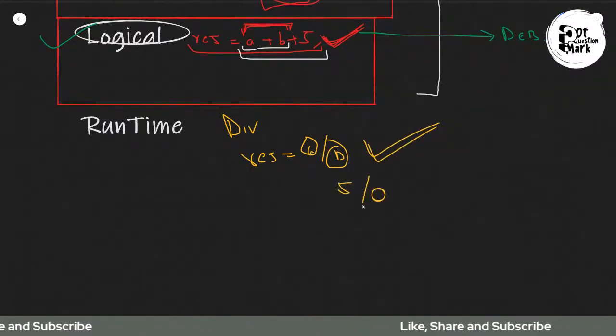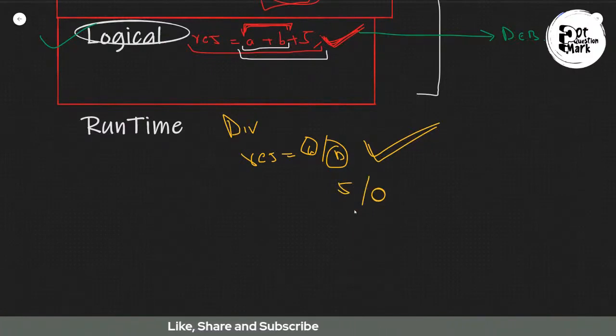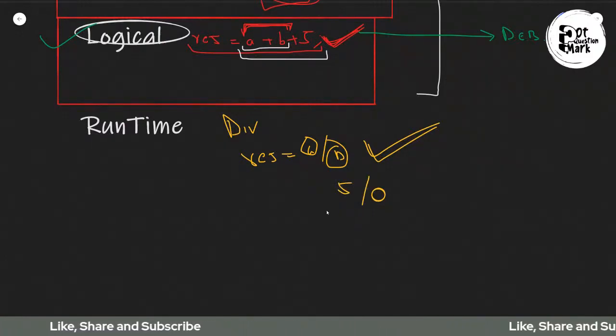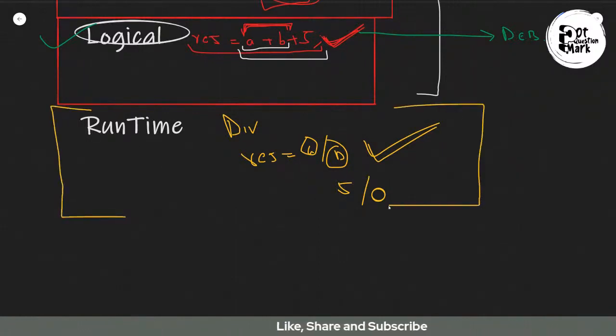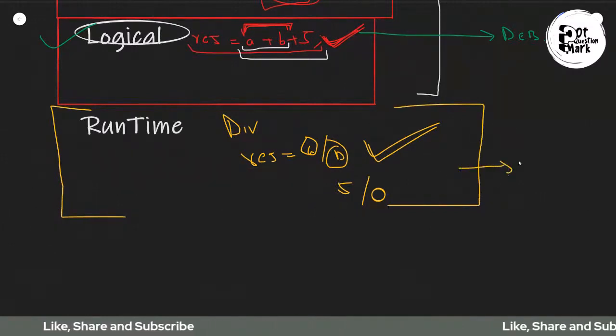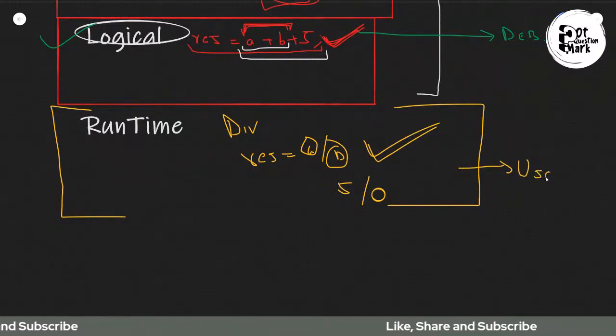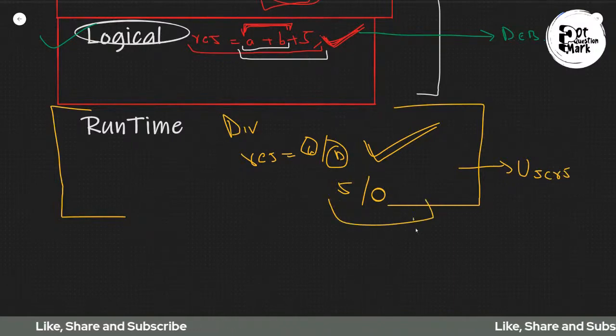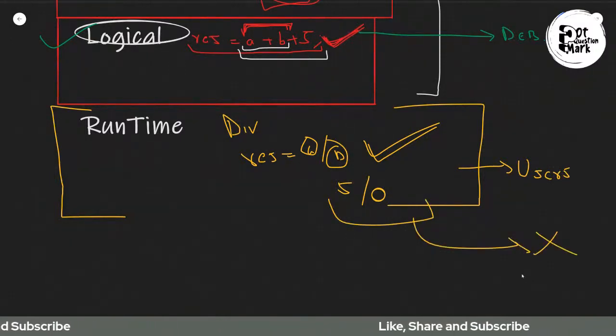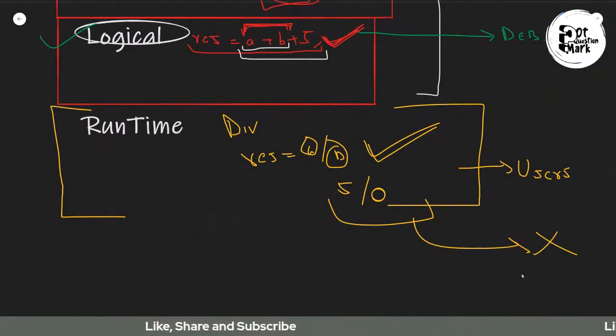So 5 by 0 does not exist. So this is the runtime error, which is encountered at runtime by the user. This is encountered by the user and not by the programmer or any coder. So runtime errors are mostly encountered by the user. Suppose we enter 5 by 0 and the user encounters an error and our program has stopped. Our program stopped. And look, there might be some important data.